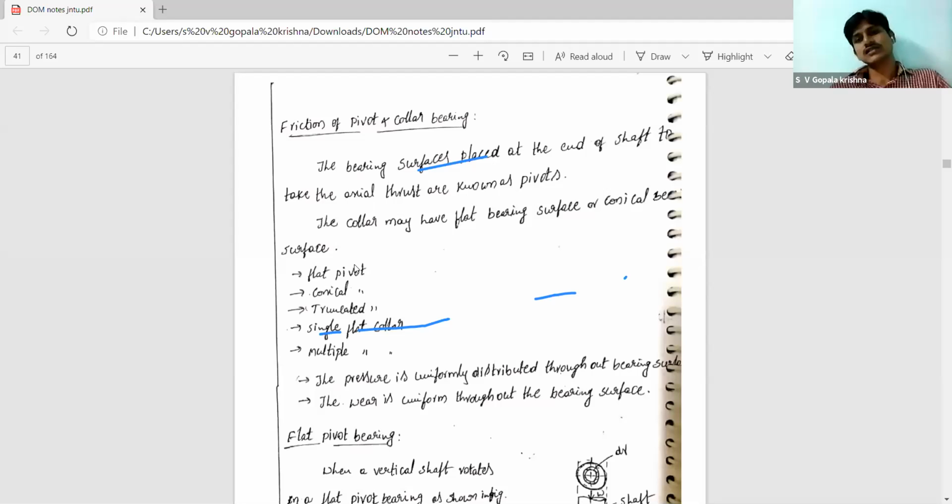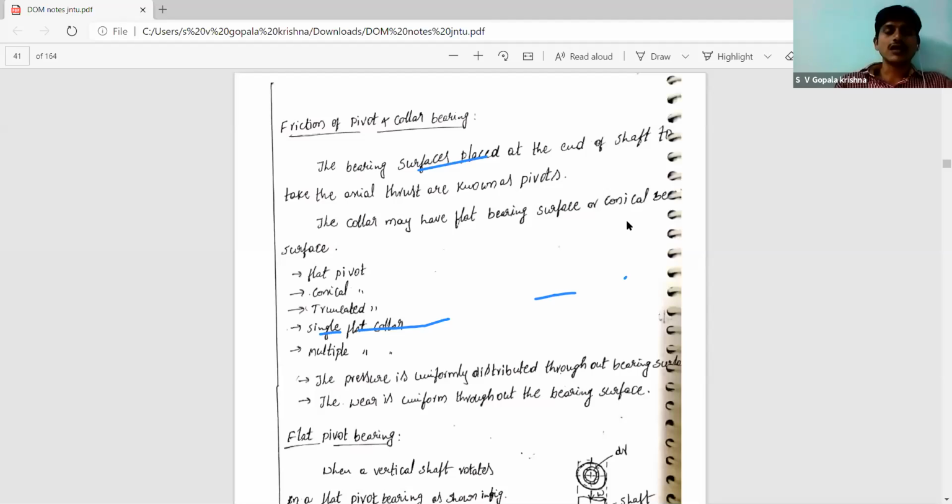That is known simply as pivot bearings. And collars may have flat bearing surfaces or conical surfaces. So the collars have flat bearing surfaces and conical bearing surfaces. Those are there as well.